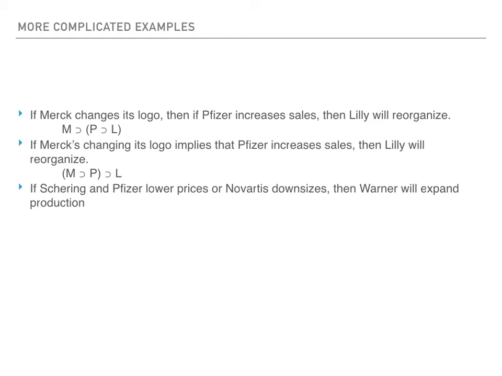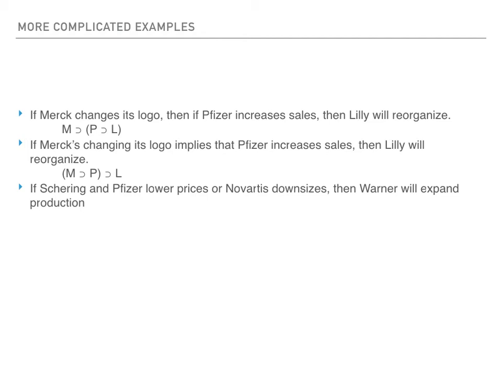If we use S for Schering lowers prices, P for Pfizer lowers prices, N for Novartis downsizes, and W for Warner will expand production, then the antecedent of this conditional statement is everything in between the "if" and the comma: "Schering and Pfizer lower prices or Novartis downsizes." Here again, it's a complicated sentence, but it is simply employing one of those tricks we just discussed. Schering and Pfizer are conjoined and told that they lower prices. So S dot P goes into parentheses, and there's a wedge to an N, and that whole thing is the antecedent.